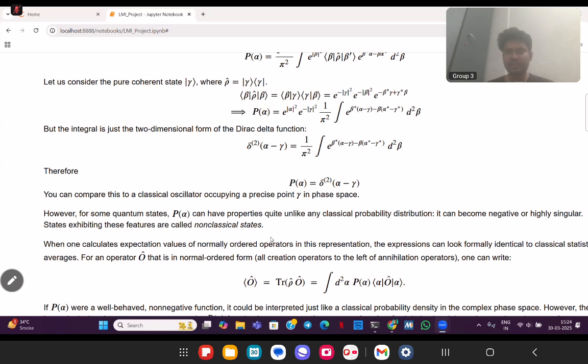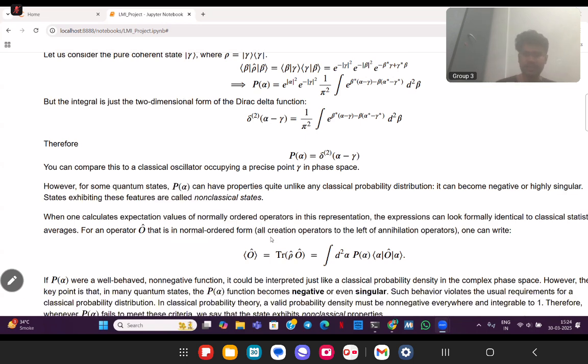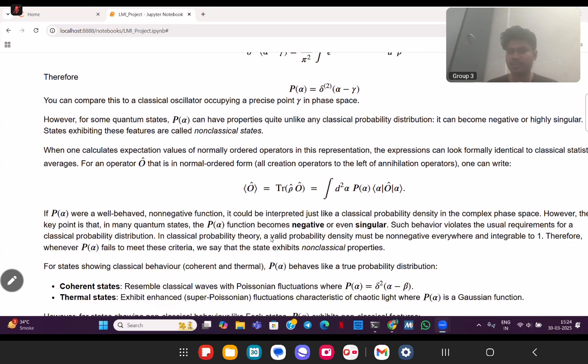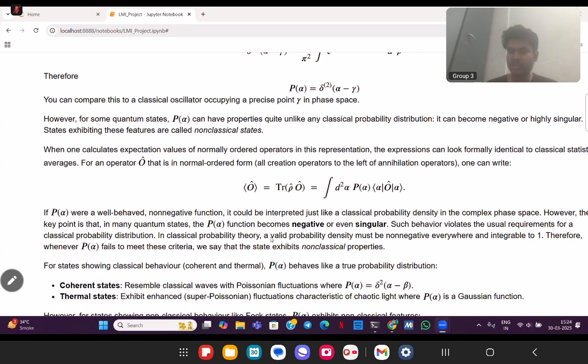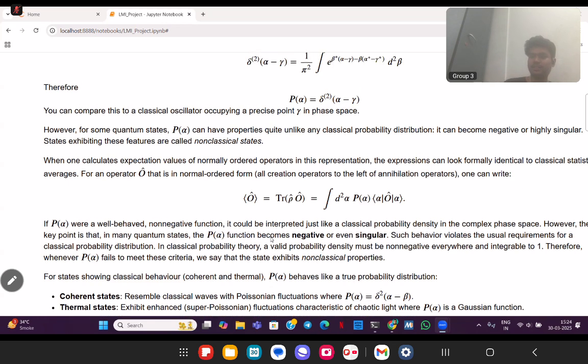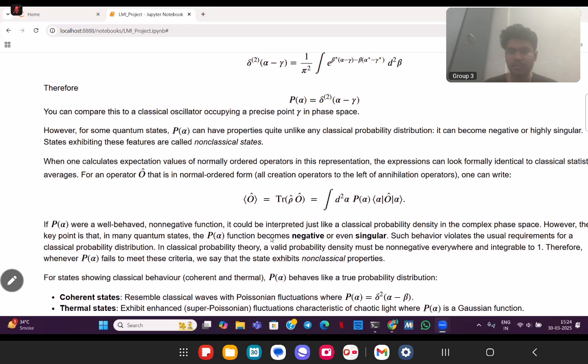So if P(alpha) was always positive and well behaved, we could interpret this exactly like a classical average. But when P(alpha) has some negative regions, or behaves like a singularity, there is no classical counterpart to it. Let's see an example which involves P(alpha) going to a singularity.